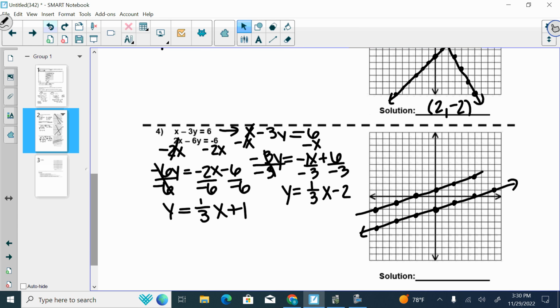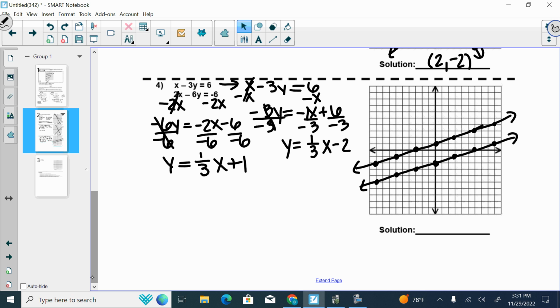Okay. So, do these two lines intersect? No. Are they ever going to intersect? No, because they have the same slope, right? So I don't have a coordinate point where these cross. So my answer in these cases are no solution.